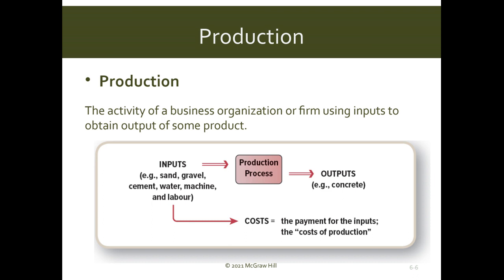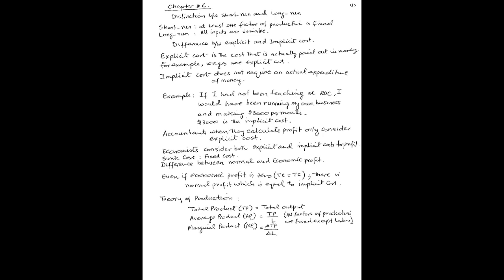Let me go back. Here it is. So you have three terms that we use. Number one, total product, that I just showed you: you use all your inputs, and through the production process you will get total output. This is called total output, that is the total level of production.